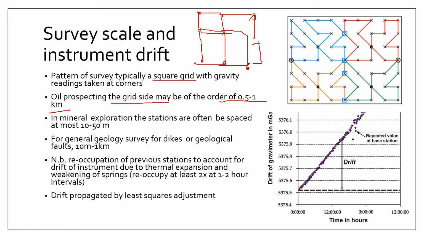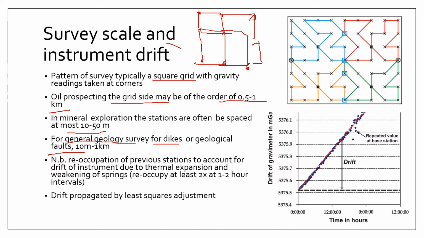Now, for mineral or ore exploration, the typical station spacing is in the order of 10 to 50 meters. And then for general geology, like looking for formations or faults, the station spacing would be in between of these two. So it could be anywhere between 10 meters to 1 kilometer.